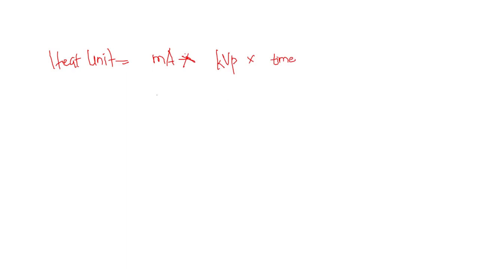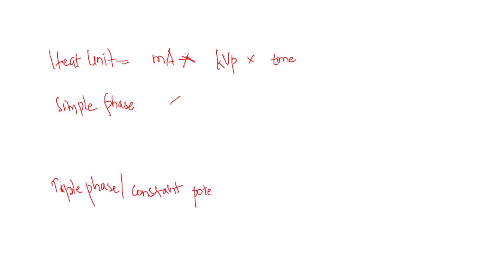Heat unit, if you see, normally we have a single phase generator and we have a triple phase generator. Triple phase generator is also called as constant potential generator. According to the single phase generator, heat unit is equal to milliamperes into kilovoltage peak into exposure time.